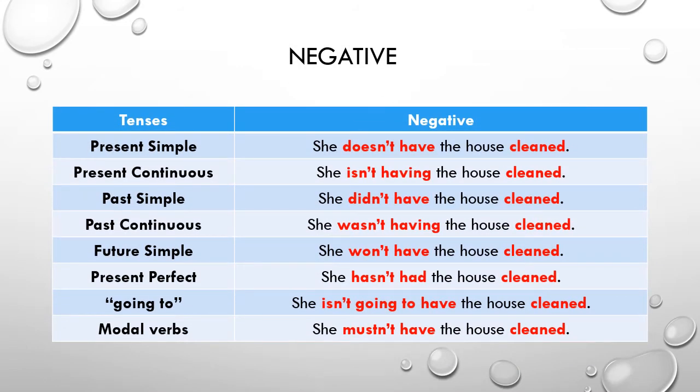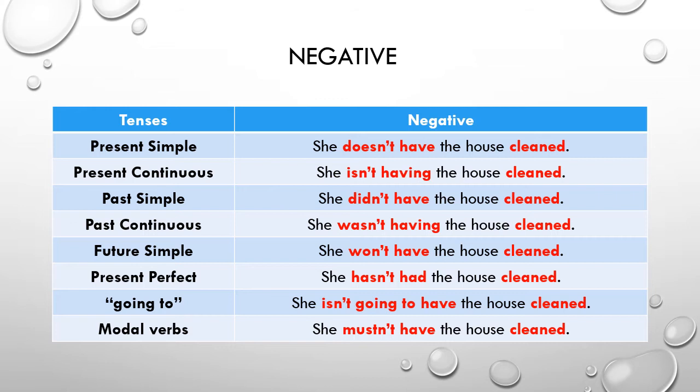You can also use the causative in negatives. Present simple, she doesn't have the house cleaned. Present continuous, she isn't having the house cleaned. Past simple, she didn't have the house cleaned. Past continuous, she wasn't having the house cleaned.